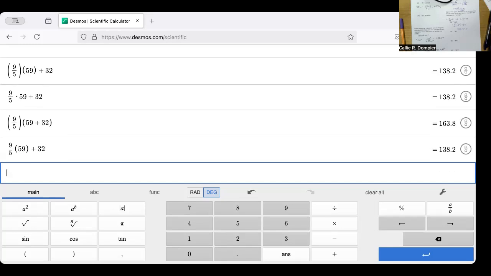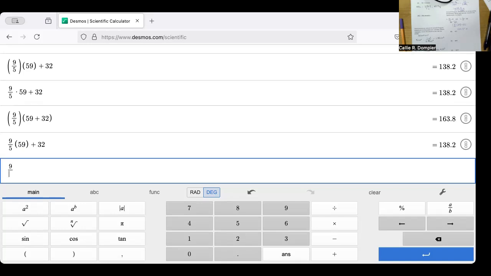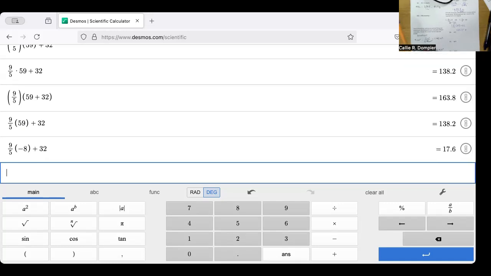Okay. The next one is the same. We're converting from Celsius into Fahrenheit, but instead of starting with 59 degrees Celsius, we're starting with -8 degrees Celsius. So you're just creating that same equation, but you're putting a -8 in right here, plus 32, and we get 17.6 degrees. Okay. For number 30, 17.6 degrees Fahrenheit. Let's go back to our screen.